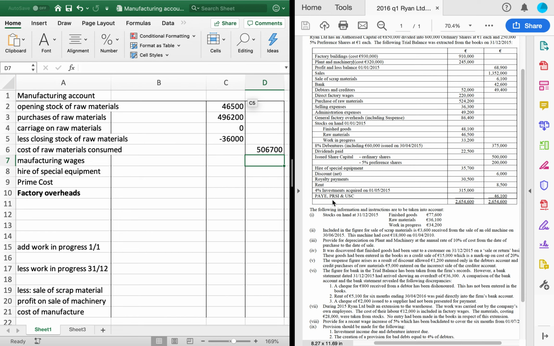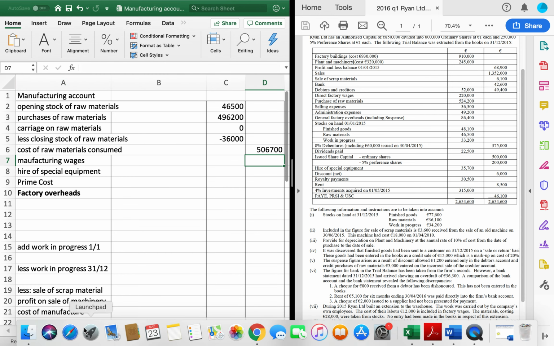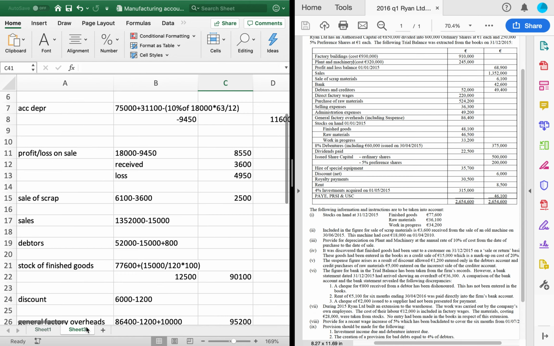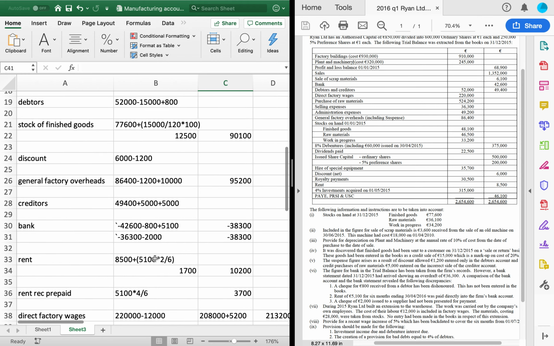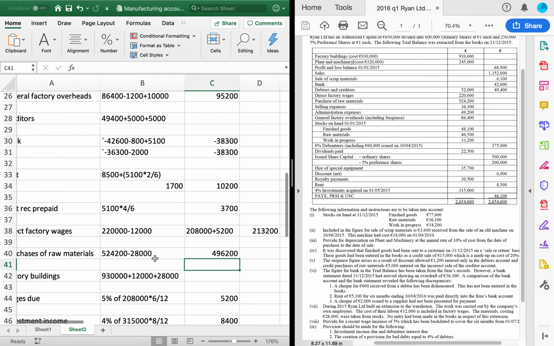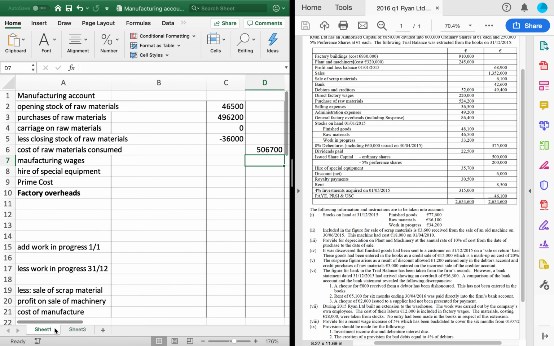Okay, then you're on to your prime costs. So you've got your manufacturing wages, or your direct factory wages, as it's called in this question. Direct factory wages is $213,200. You've got to add on your hire of special equipment. Now that always comes straight from the question, 35.7. There's never really any working involved there.